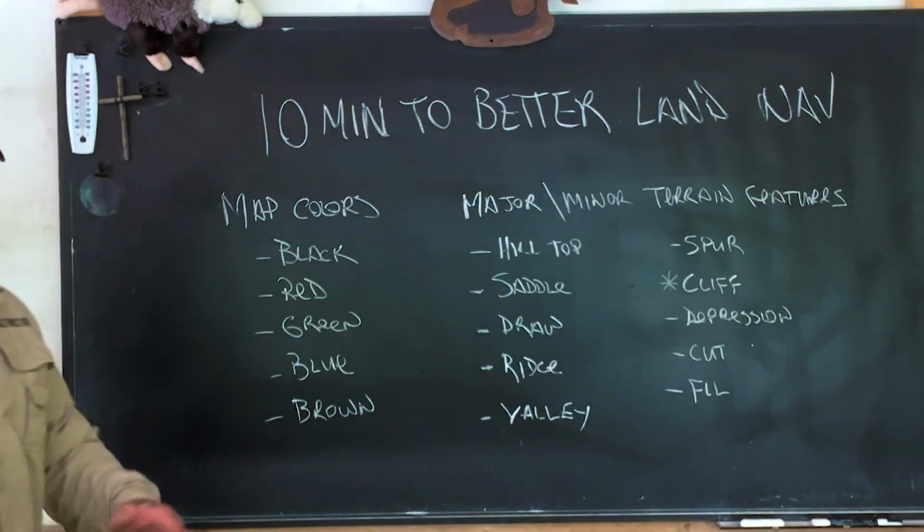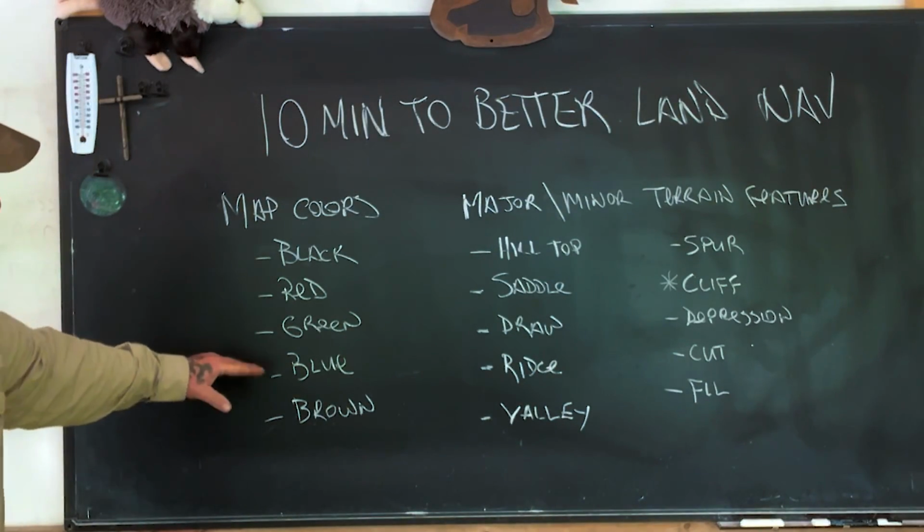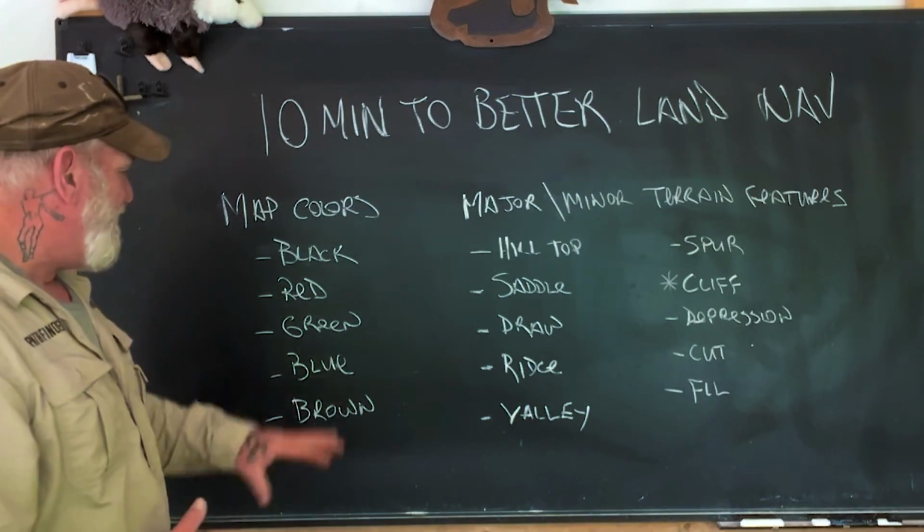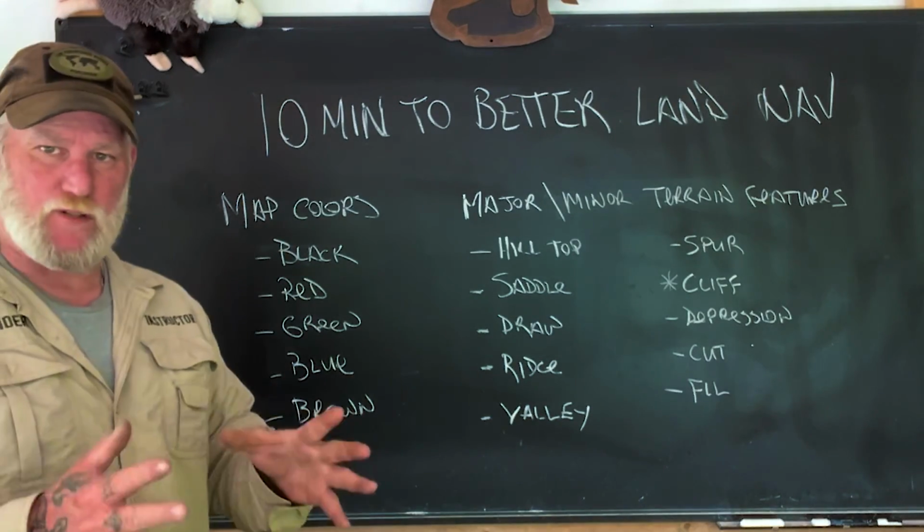All right, guys, so we had a quick look at a map and looked at the colors on the map and what those colors represent. That gives us a better understanding of what that map is telling us.